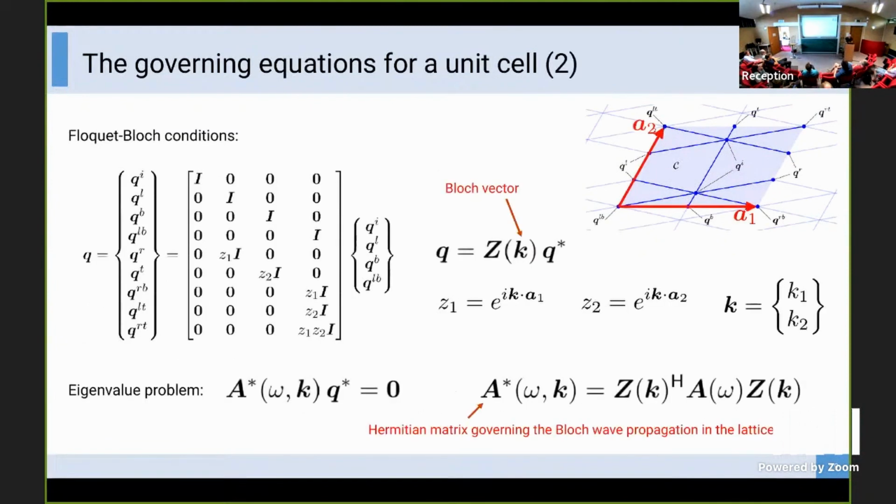The last step is to apply Bloch conditions on opposite sides of the unit cell, so that the unit cell is representative of an infinite lattice. And this is done through this matrix Z, which is a function of the Bloch vector k. So applying the Bloch conditions, the governing equation reduces to this eigenvalue problem, A star Q star equal to 0, where A star is a Hermitian matrix governing Bloch-Floquet waves in the lattice.